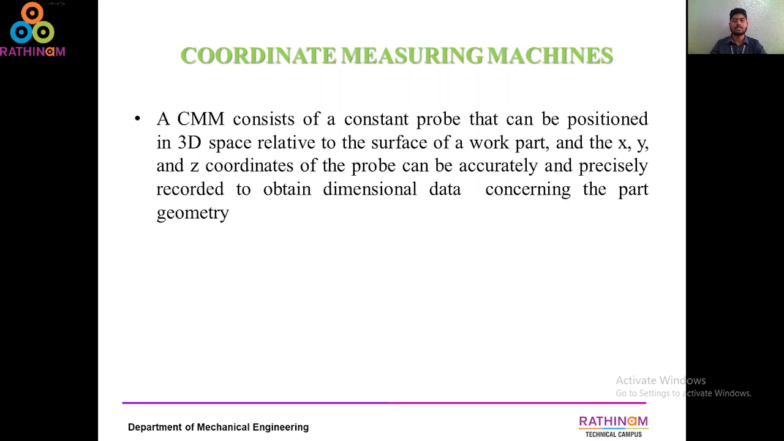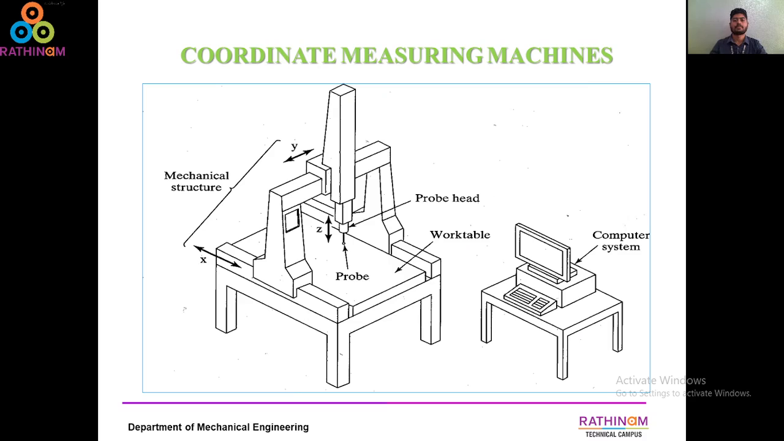A coordinate measuring machine consists of a contact probe that can be positioned in 3D space, that is, three dimensional, x, y, z, relative to the surface of a work part, and the x, y and z coordinates of the probe can be accurately and precisely recorded to obtain dimensional data concerning the part geometry. So here the CMM uses 3D space. The probe is a contact type. This is one type of CMM.